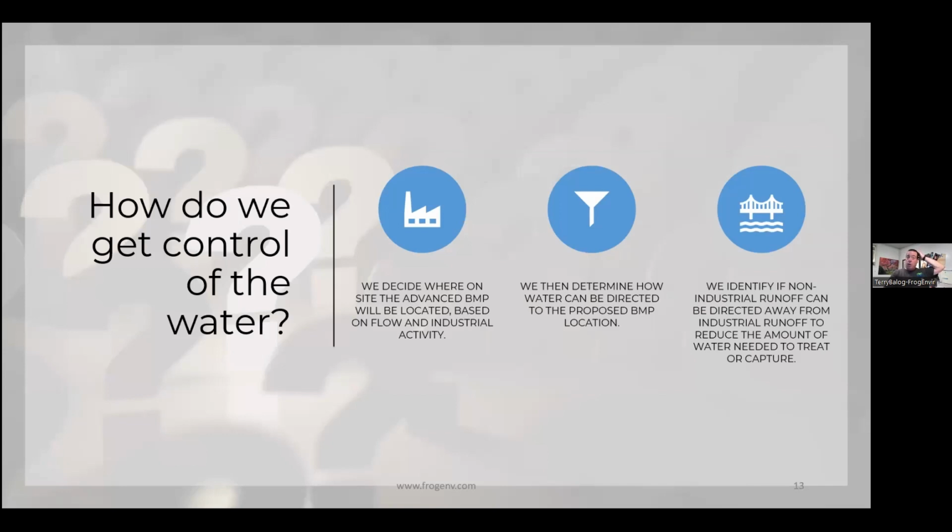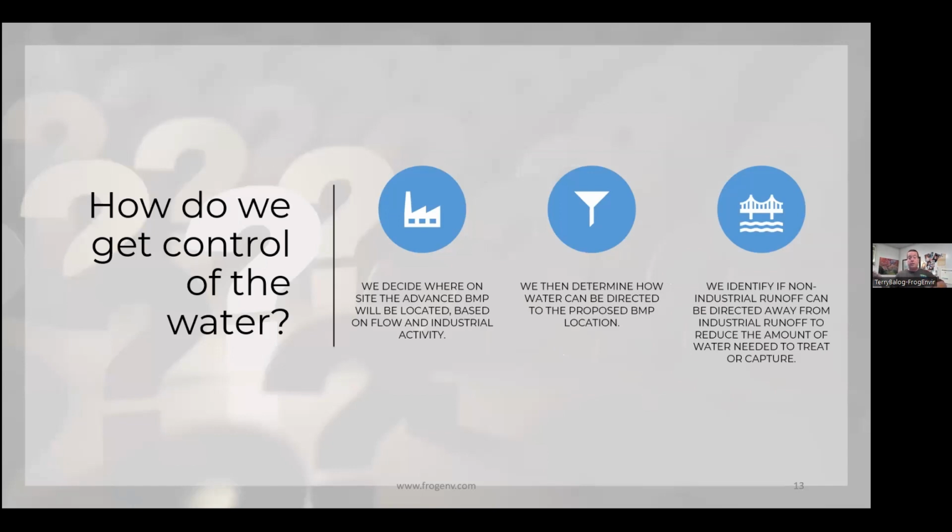So how do we get control of the water? Decide where on the site the advanced BMP goes, based on flow and industrial areas. How do we direct it to the proposed BMP? And then we identify if non-industrial runoff can be directed away from the industrial runoff. I've covered this a little bit already, but again, where's the BMP? What's the BMP? How do we direct the water over there? Can we redirect all these other things?